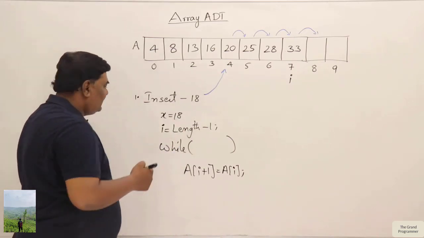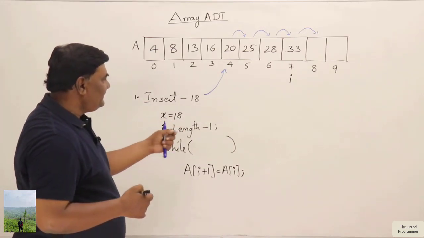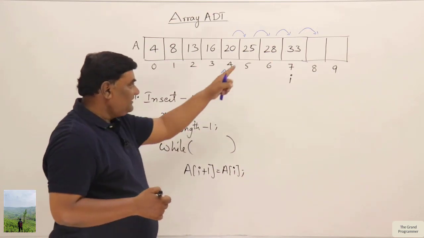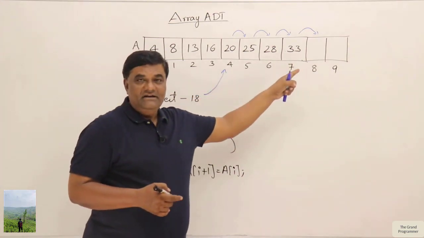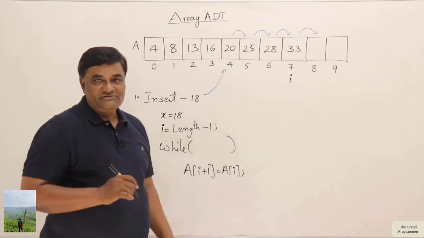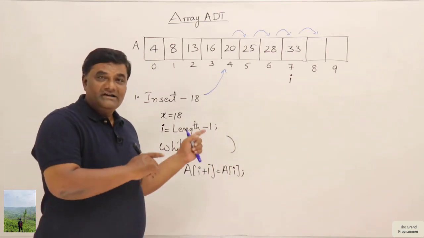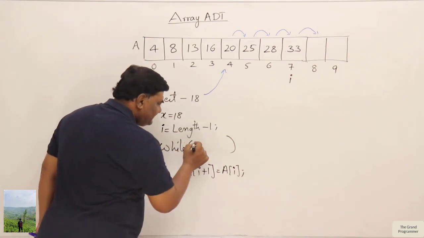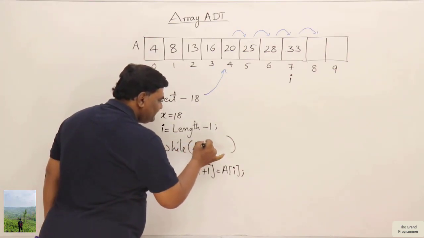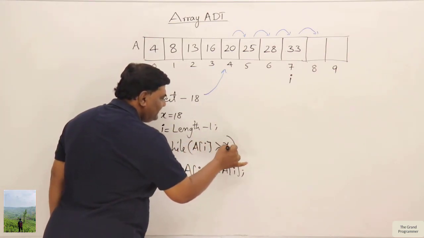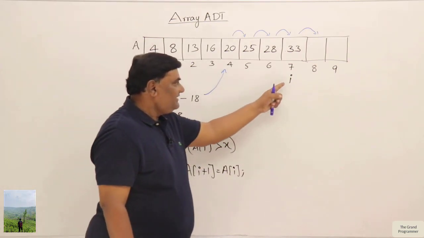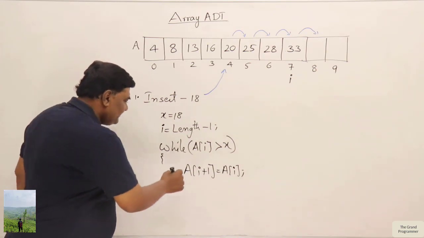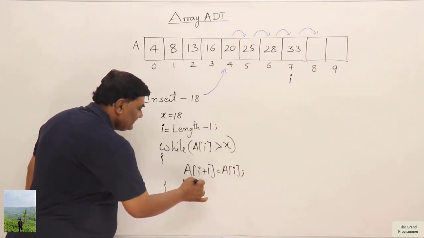So I have to shift. This shifting has to be done repeatedly. How long? As long as this x is smaller than that element. If this becomes greater or equal, I should stop. So as long as a of i is greater than x. And after shifting an element, I should also decrement i, that is, i minus minus.